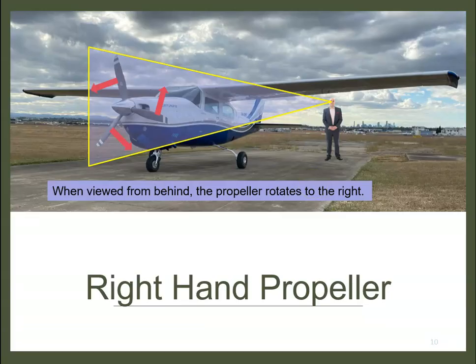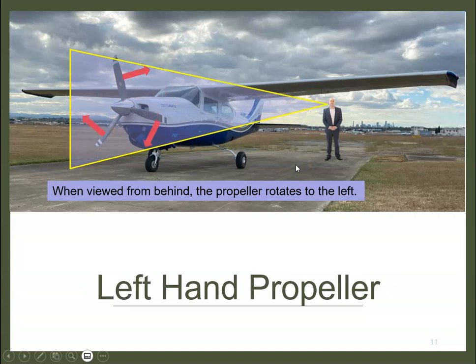A propeller can then be right-handed or left-handed, and this relates to the direction of rotation, as if being observed from the rear of the aircraft. So in this propeller here, the individual at the rear of the aircraft observes the propeller rotating to the right. So as he looks, he sees the propeller rotating to the right. Conversely then, a left-hand propeller would rotate to the left as viewed from behind.